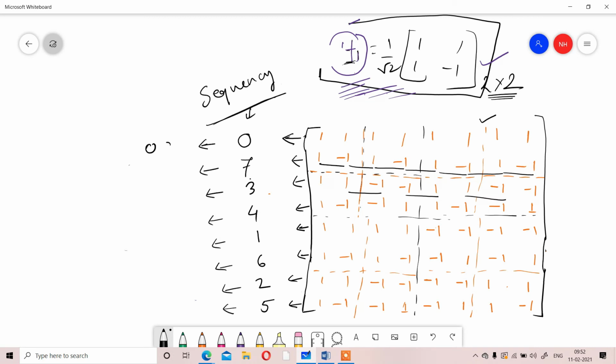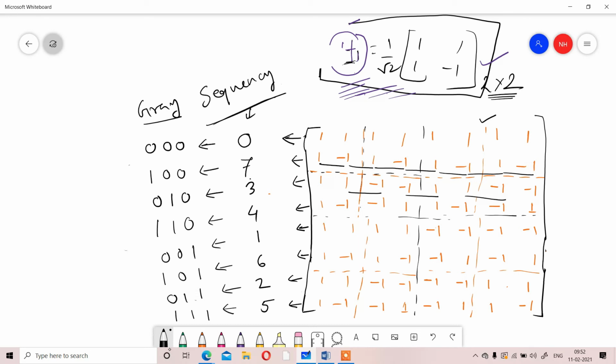Then 0 will be represented by 0, 0, 0 in gray code. 7 will be represented by 1, 0, 0. 3 will be represented by 0, 1, 0. 4 will be represented by 1, 1, 0. 1 will be represented by 0, 0, 1. 6 will be represented by 1, 0, 1. 2 will be represented by 0, 1, 1, and 5 will be represented by 1, 1, 1. Simply represent all the decimal codes into gray code, and you will get that.